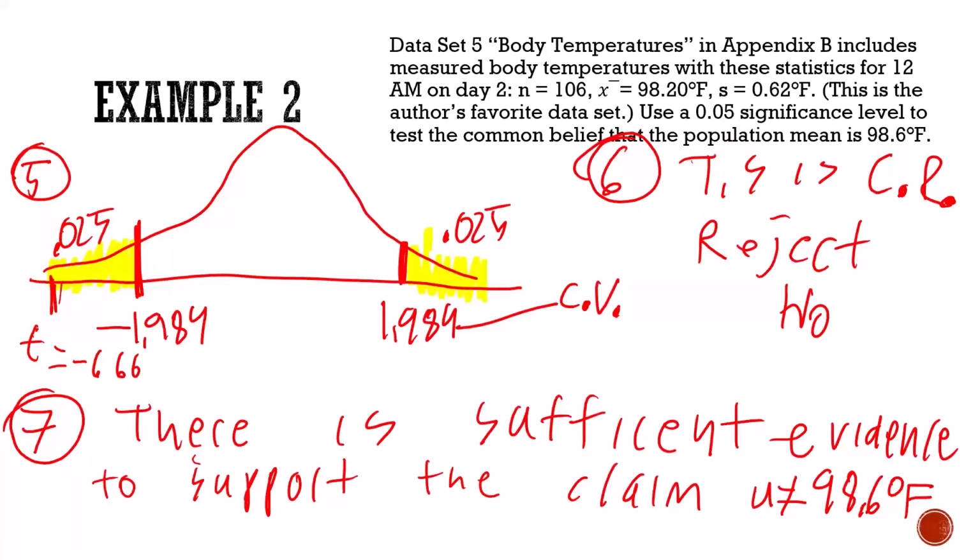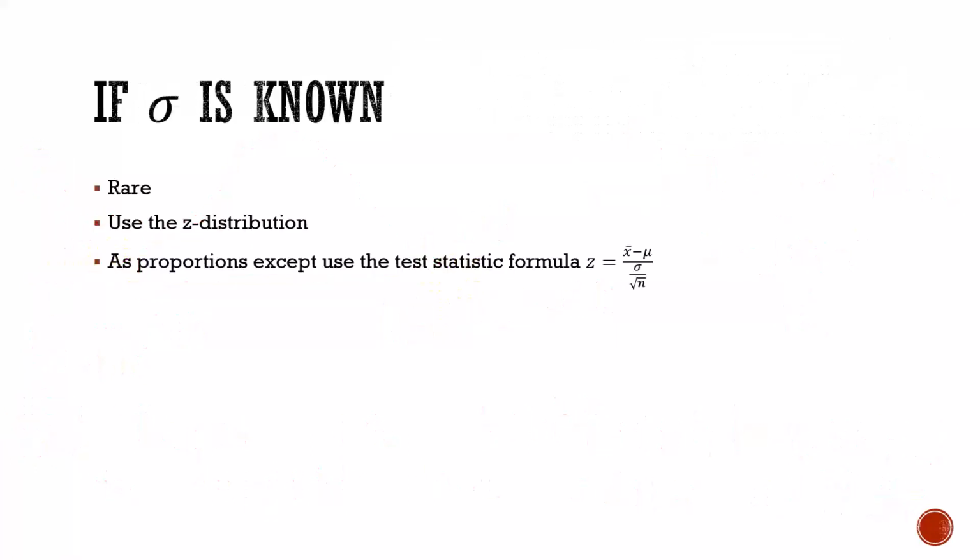Questions here? Okay, so my last slide is, if you do know, for some reason, your population standard deviation, and I'll give you one example in the second half of class today, you do the exact same steps I just did, except instead of using the t-distribution, you use the z-distribution. That's the only difference.